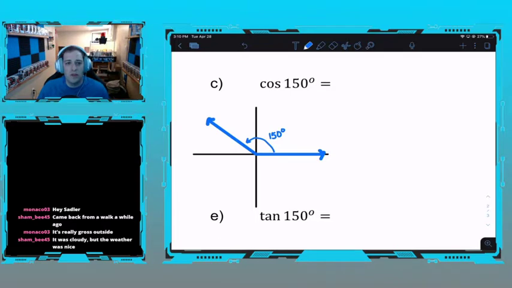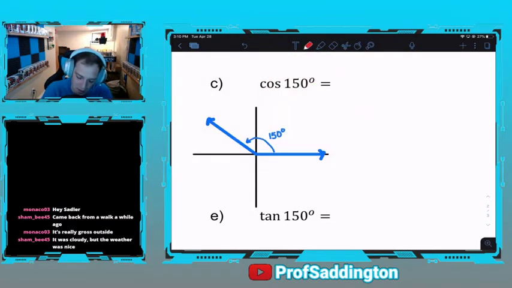So in order to find the cosine of this angle, what we have to do is draw in our right triangle like we did yesterday. So we got that little point up there, that little coordinate. I'm going to draw in my right triangle.